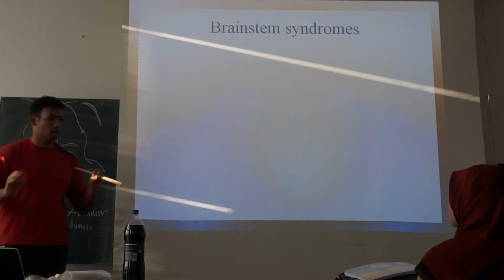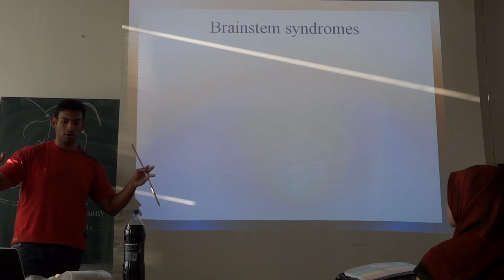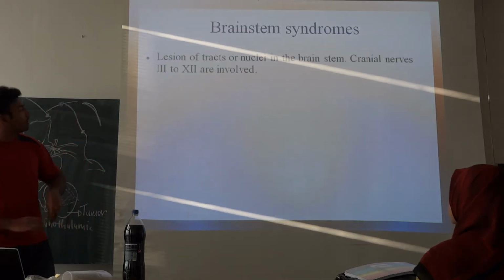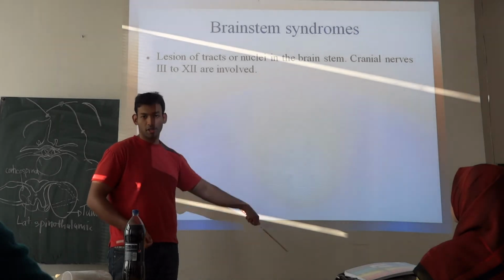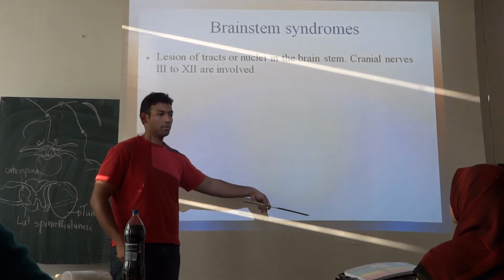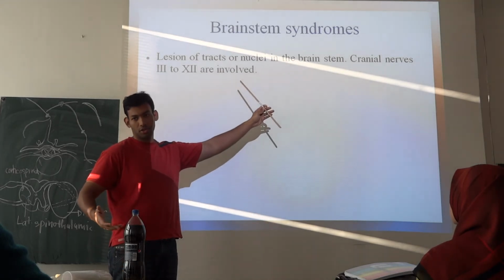Now brainstem syndromes. Do you remember the picture of the brainstem I showed you? If you know that picture, you can know all the syndromes. Basically, it would be a lesion of the nuclei in the brainstem. I showed you several nuclei. I talked to you mainly about the motor nuclei, but there are other nuclei as well.